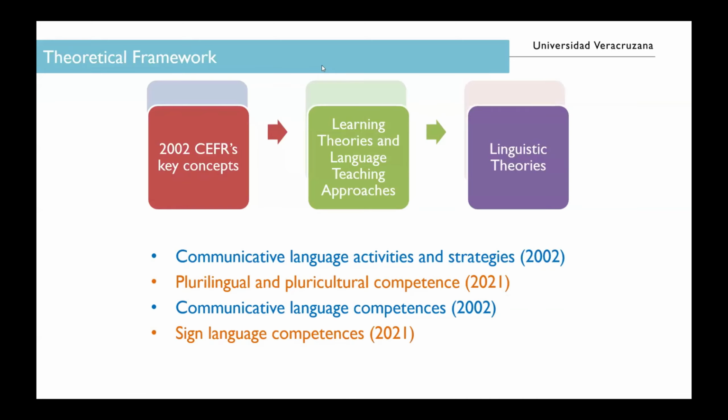So for the theoretical framework of analysis, there were basically three points of view. The 2002 version of the European framework in Spanish, which contains basically communicative language activities and strategies and communicative language competences. There is another version from 2020 that contains also plurilingual and pluricultural competence and sign language competence. But these two were not at the basis of the creation of the PRONI. That's why these two areas were omitted.